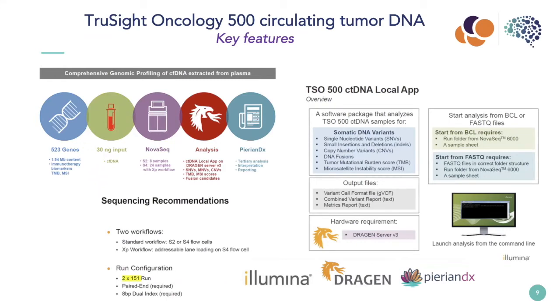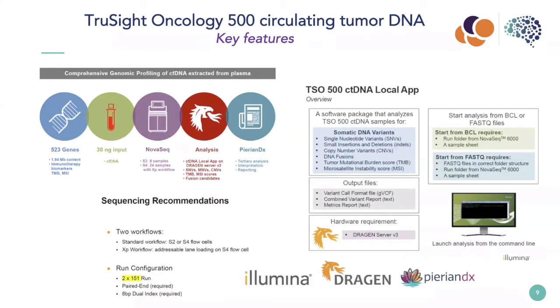So there are two general workflows for the circulating tumor assay, and that is a standard workflow which uses an S2 or an S4 flow cell at a 2x151 run configuration and paired end sequencing. There's an 8 base pair dual index, which is required. And if you have enough samples to address lane loading, it does require an XP workflow on the S4 flow cells. The circulating tumor or cell-free DNA-based assay does require a high depth of sequencing.